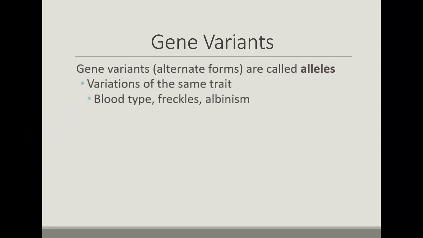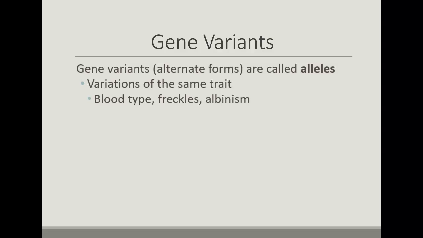A few other vocabulary terms just for you here, and I'm going to go through these quickly because, again, we're going to focus on this later. Genes themselves come in different forms. We refer to them as alleles, and it's just a variation of the same trait. So having freckles and not having freckles. The gene for freckles has two different versions. A copy that has it and a copy that doesn't, and those are referred to as alleles.